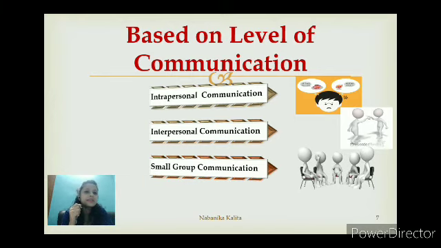Then the third category is small group communication. As you can see in the picture, here a group of students, maybe a group of colleagues, maybe we discuss some important matter. Those are small group communication. Even sometimes a group of nurses may sit together to discuss the nursing care of a patient. That becomes a small group communication.